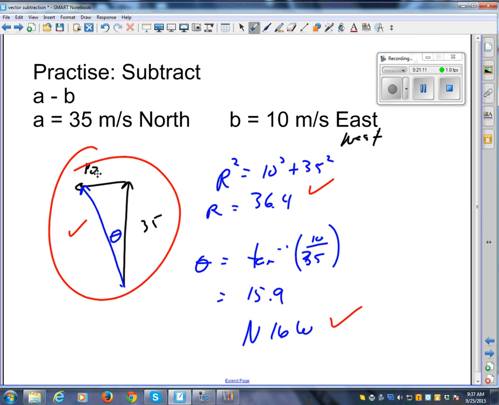If you didn't flip it, would you still get 36.4? You would. Would you still get 16? Yeah, you would. It would just be 10 over 35 in the opposite direction, right? So a full mark there is for that flip. I must see the flip. The flip says I know what subtraction is.